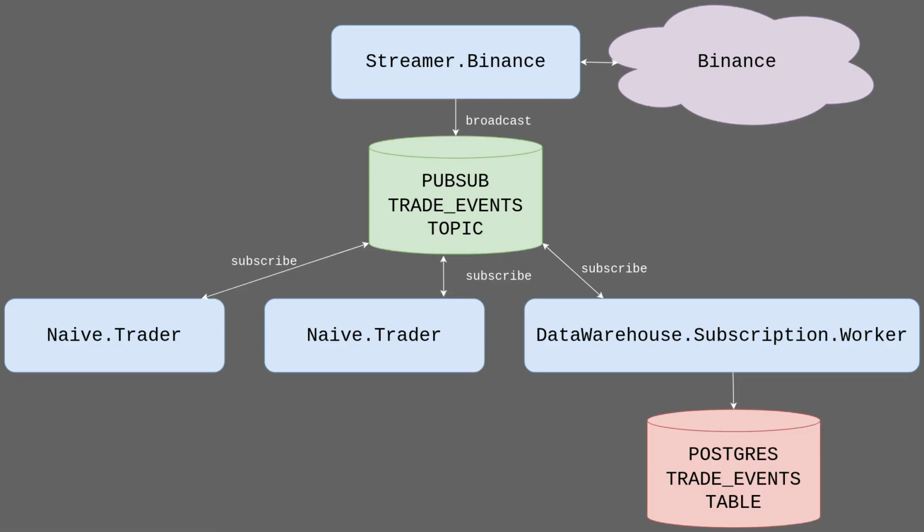Back to the main objective of this episode. Let's look at how the normal flow of the trade events looks like currently. Our Binance streamer is establishing a WebSocket connection with the Binance API, then starts to receive messages with trade events that it decodes and broadcasts to the trade events PubSub topic. There are two types of subscribers subscribing to this topic: traders who based on those events are making investment decisions, and subscription workers that store those events in the database.